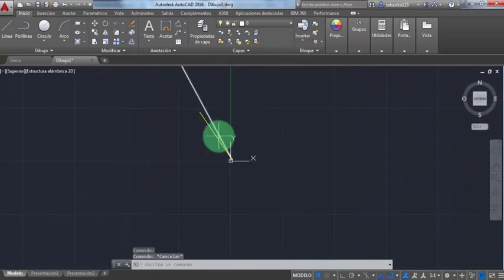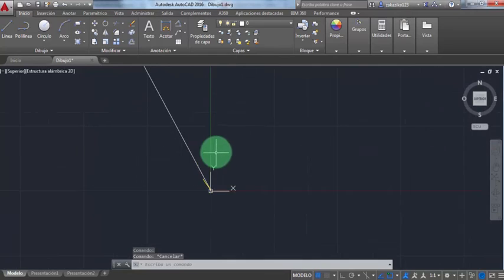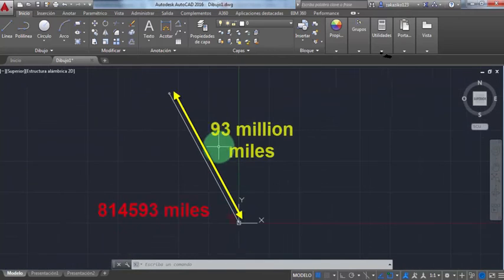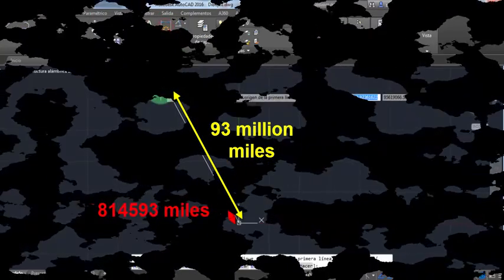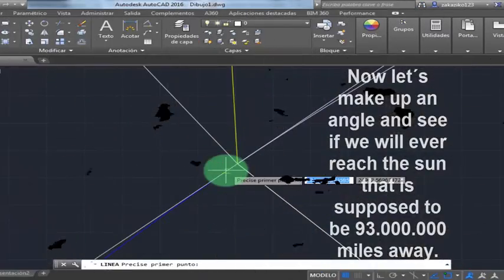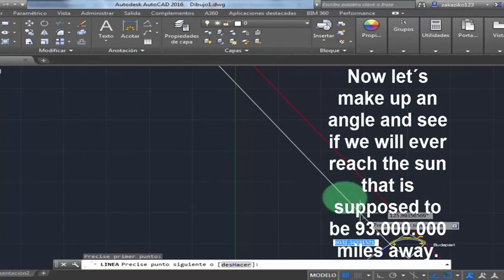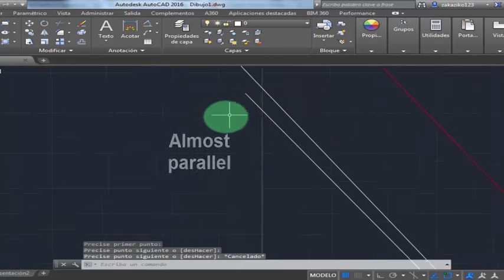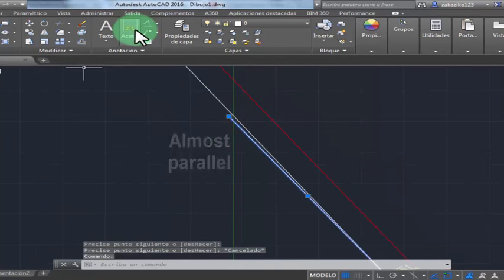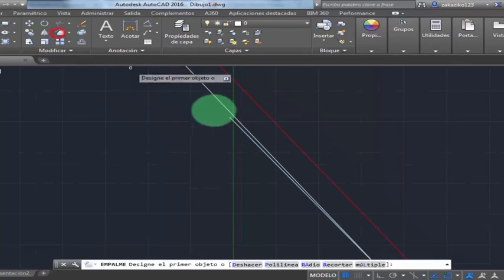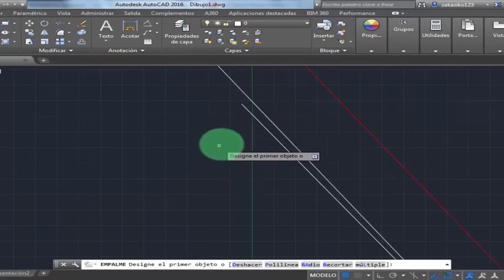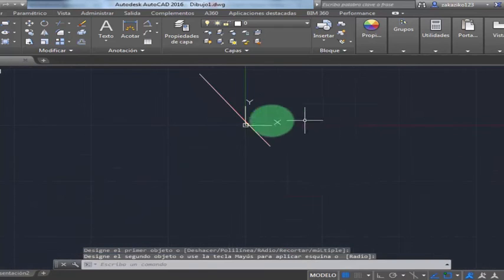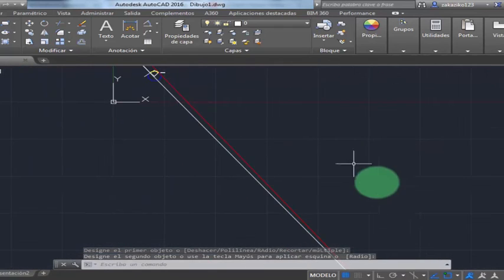Now I'm going to zoom out to make you see the difference between these two distances. See that? Now let's make another angle and see if it will ever reach the sun that is supposed to be 93 million miles away. That is almost parallel to the elevation angle in Budapest, and of course that is impossible in real life, but I will do it just to prove that the elevation angles that we can measure ourselves without the help of any websites or NASA do not work on the globe.